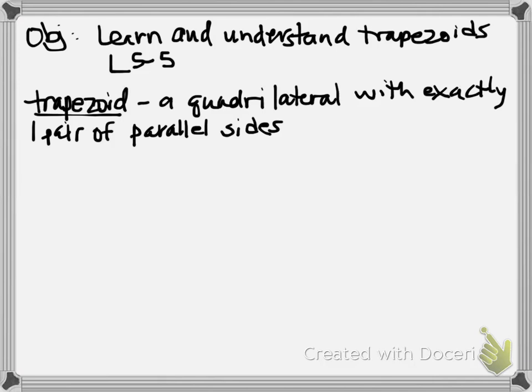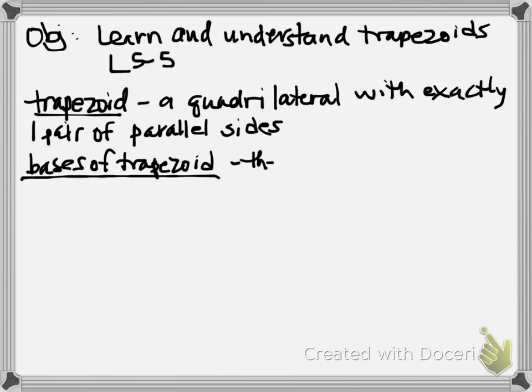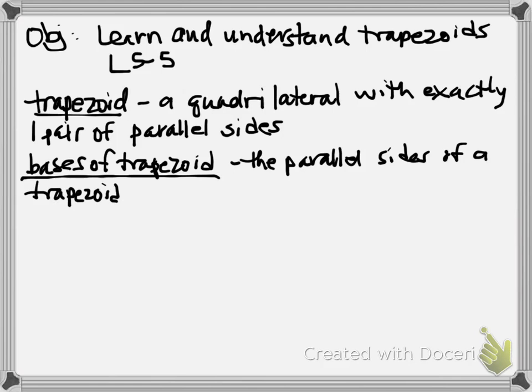So the parallel sides are called bases. So we're going to call the bases of a trapezoid. These are the parallel sides of a trapezoid. Now, the reason why I added "of a trapezoid" as part of the bases is that if you just wrote bases, we've talked about bases a lot of different ways, so we're specifically referring to the base of a trapezoid.